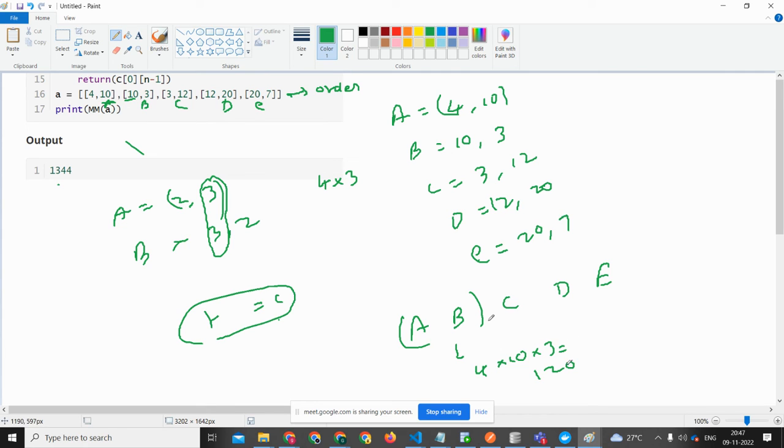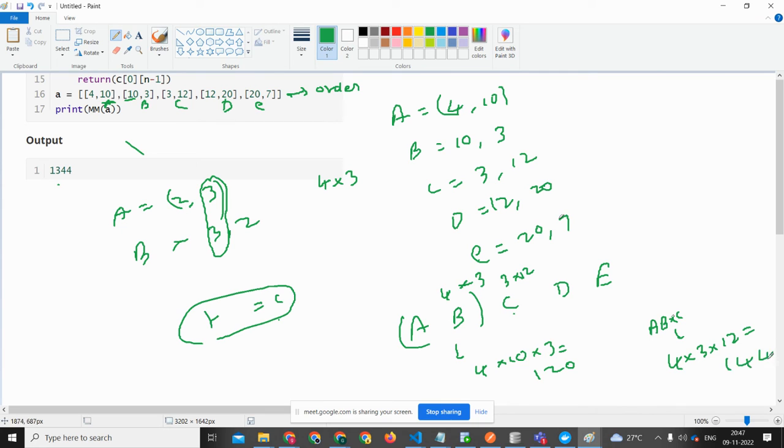Then we'll get a matrix which is 4 into 3. Now the answer of AB is 4 into 3. Now we do it with C. C is 3 into 12. For this, we'll have to do 4 into 3, that is 12, into 12, 144. That is AB into C. Now we are done with ABC, and the output we have is 4 into 12.